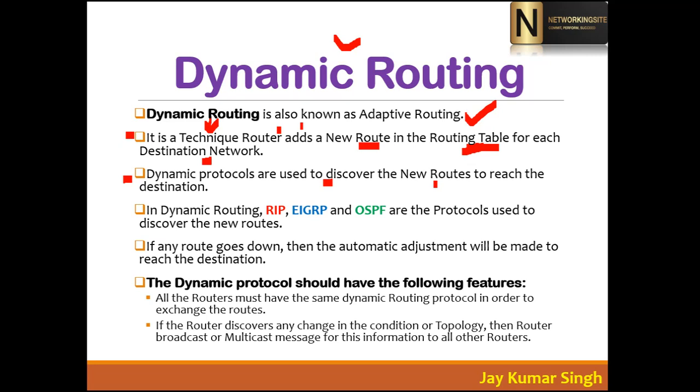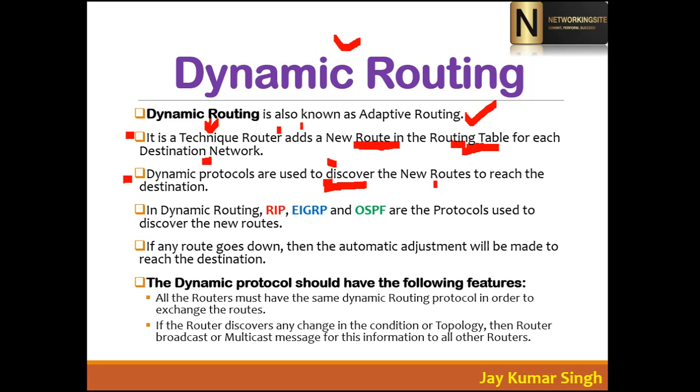Okay. So a dynamic routing protocol also discovers new routes to reach the destination. One is already in the routing table, and second, it also tries to discover a better path than what is already there in the routing table. So if any update comes regarding those destinations with a better path, it will remove the older one and add the newer one.